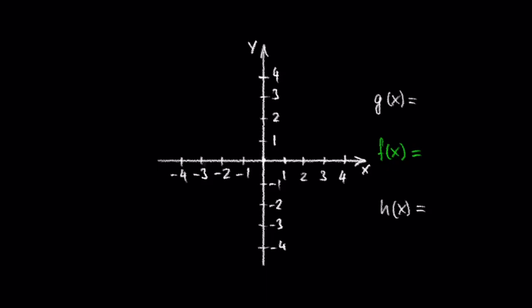Let's sketch the transformations in g of x equals 1 over x plus 1 plus 2 and h of x equals 1 over x minus 1 minus 2 of the standard reciprocal function f of x equals 1 over x. Recall that the standard reciprocal function looks like this.